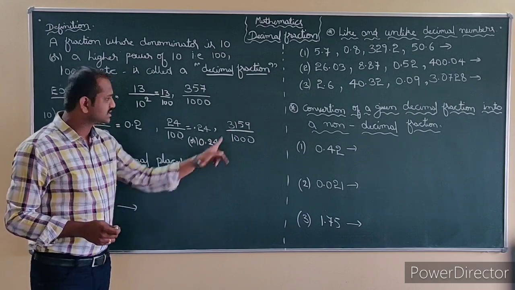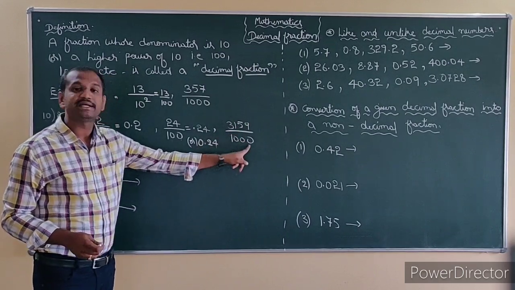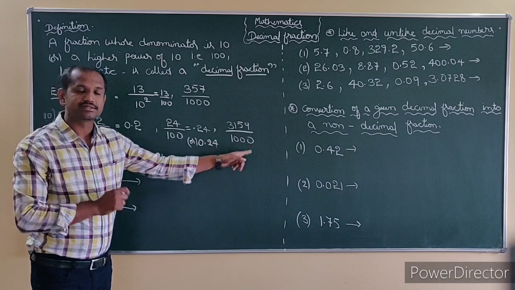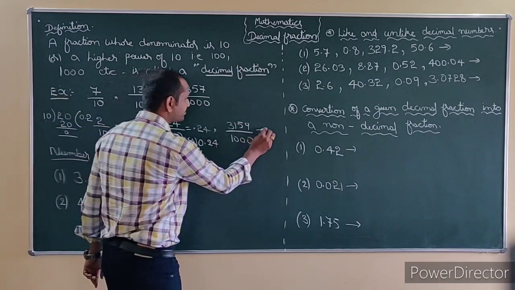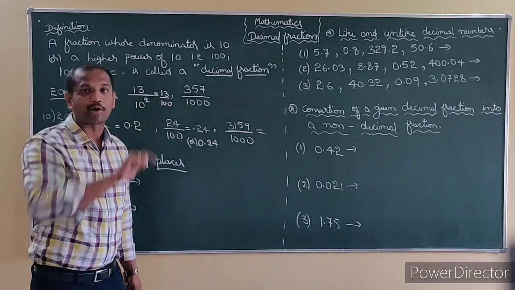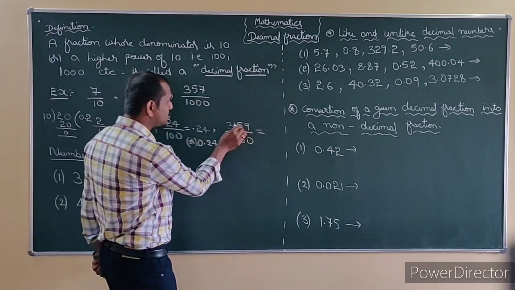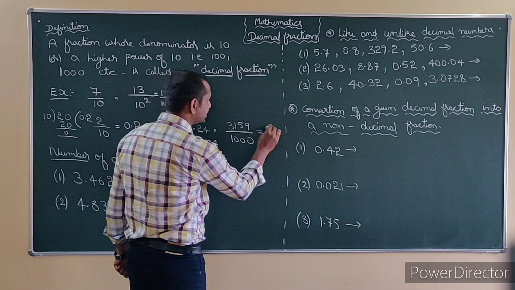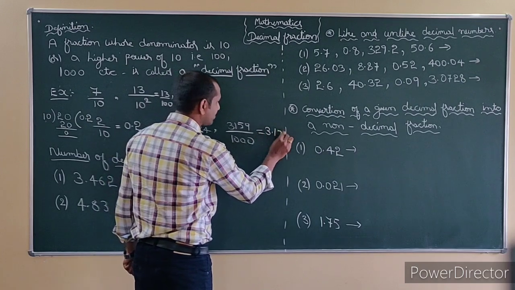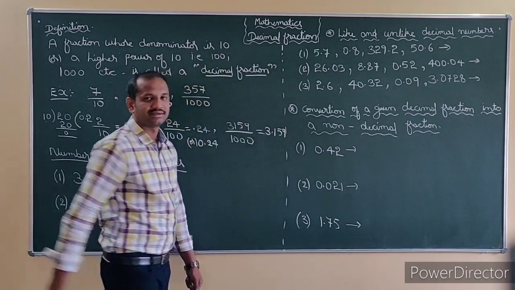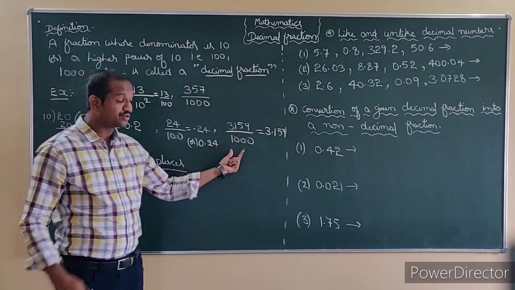Can you tell me for this 3159 by 1000? How many zeros are there? 1, 2, 3. There are 3 zeros. Keep a point after 3 places in the numerator. That is 1, 2, 3. So I can keep it here. That is 3.159. Understand? Even you can do the division also.